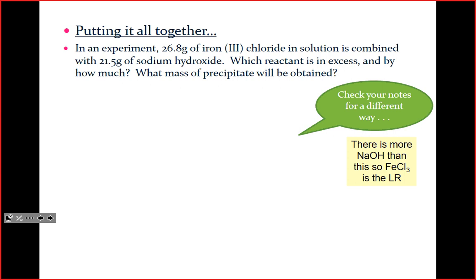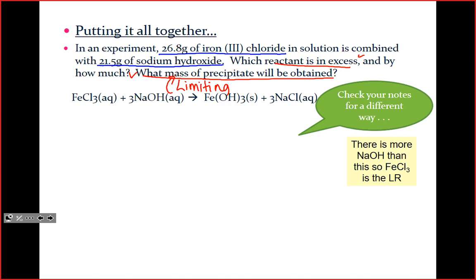Here's another one. In an experiment, 26.8 grams of iron 3 chloride in solution is combined with 21.5 grams of sodium hydroxide, okay? Right away, I know this is a limiting and excess question. Anytime you have 2 grams in your question, you're like, uh-oh, I need to figure out my limiting, because you have to use your limiting to figure out the next part. Which reactant is in excess, which we can do, and by how much, which we can do, and what is the mass of the precipitate? I need to know my limited, or my limiting, you can use either word, to figure out the mass of the precipitate. Okay, let's go ahead and figure this out.